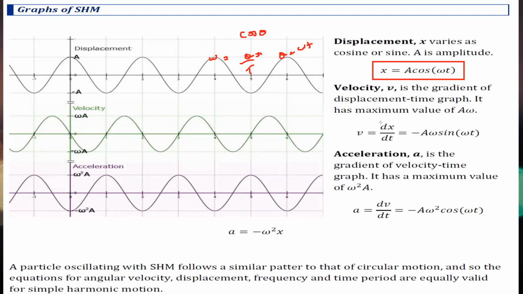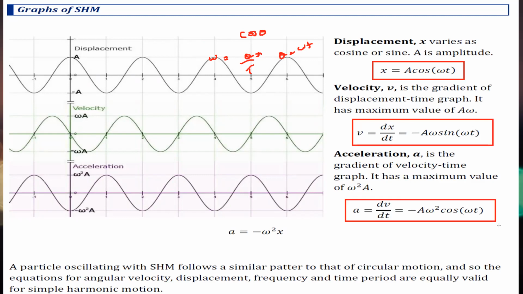If you differentiate, the velocity will be minus a omega sine omega t, and the acceleration will be minus a omega square cos omega t. These are the derivatives: the derivative of displacement will give us velocity, and the differentiation of velocity will give us acceleration. Is it clear, the concept of how we can relate the velocity, acceleration, and displacement of a simple harmonic motion?